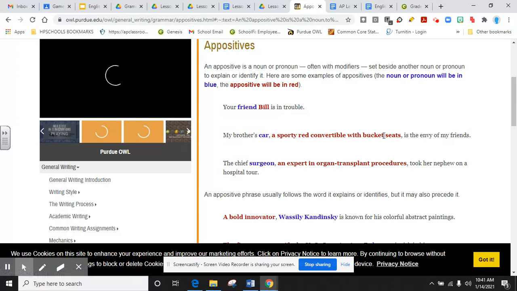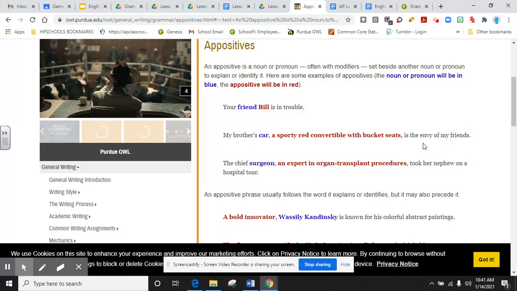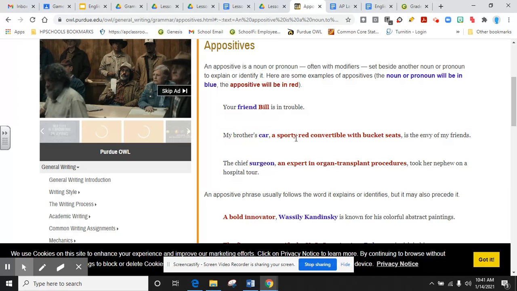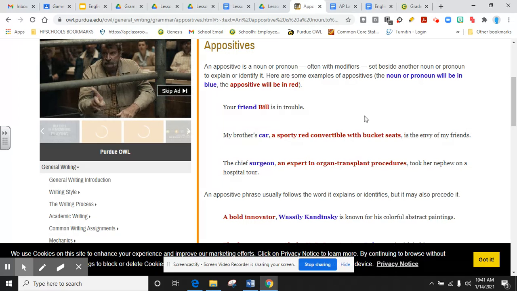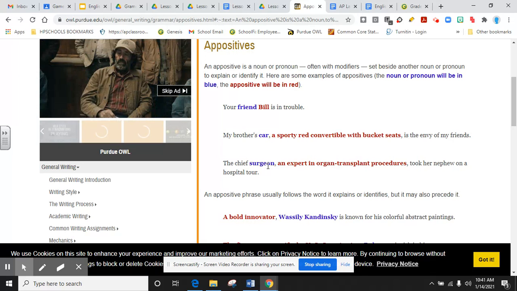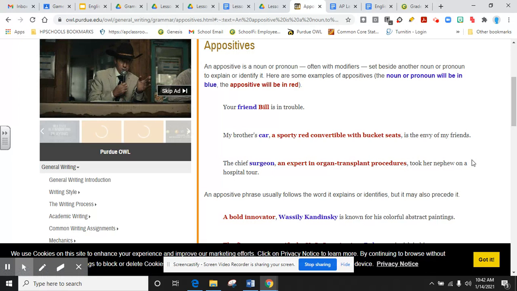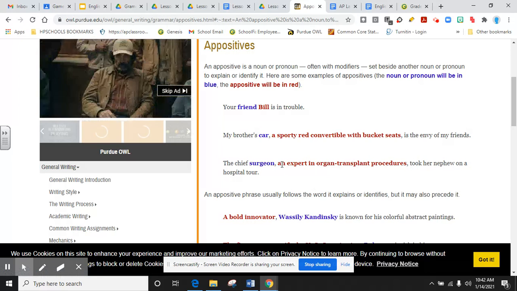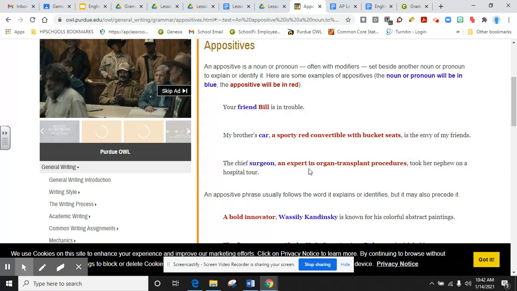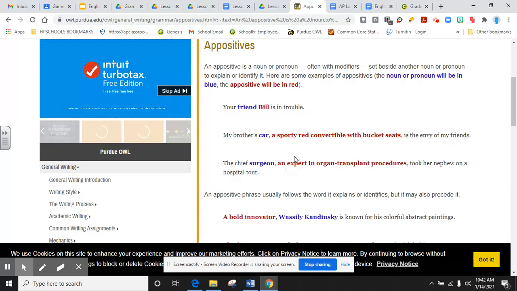It's not necessary in the sentence. If I were to get rid of this red phrase and just say my brother's car is the envy of my friends, I would still have a complete sentence. But a lot of people add in the appositives because they want more information to be provided about that noun. Here we see the chief's surgeon, comma, and the appositive phrase, and then another comma, took her nephew on a hospital tour. Again, we don't need this phrase. We can get rid of it. It's still a complete sentence. But the appositive phrase adds in more information that makes the sentence more specific.